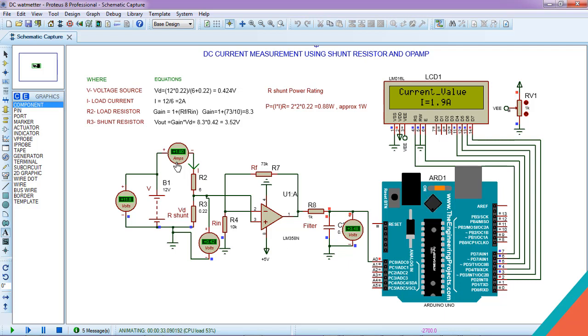So this is how you can measure a DC current using a shunt resistor and an operational amplifier.